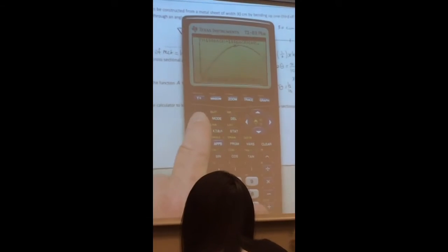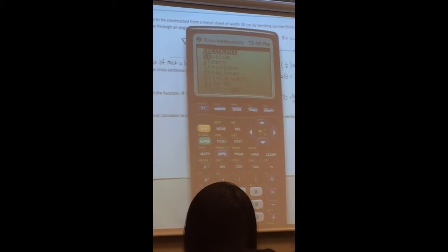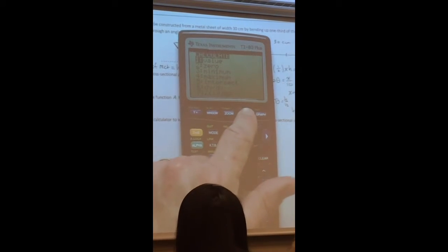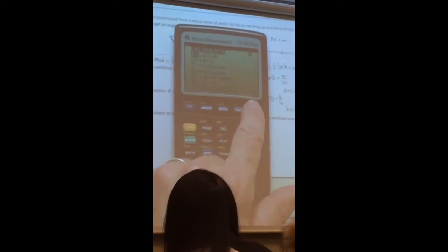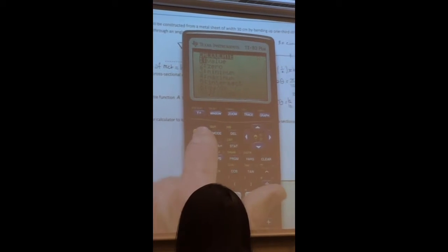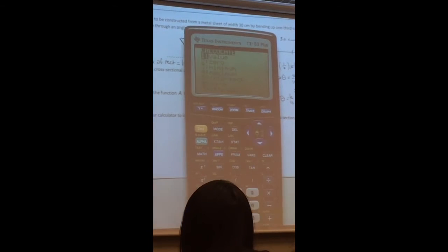So do the second function and press the trace key, and you'll get this menu. Second function and the trace key. Anytime you want to get one of these yellow commands above a key, use the second function key. So second function. You got that? Did you get it? Okay.